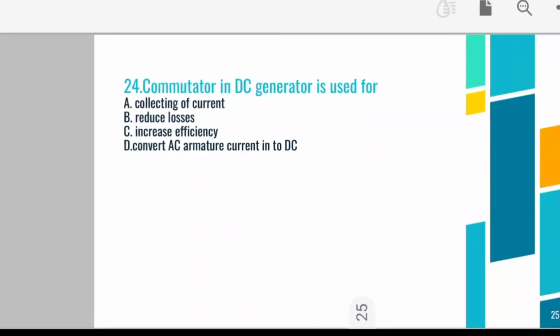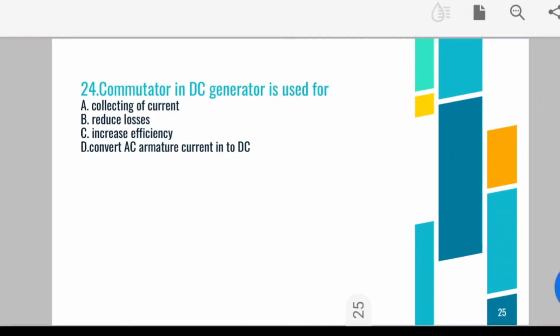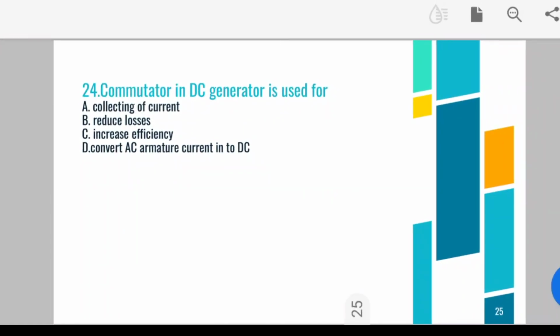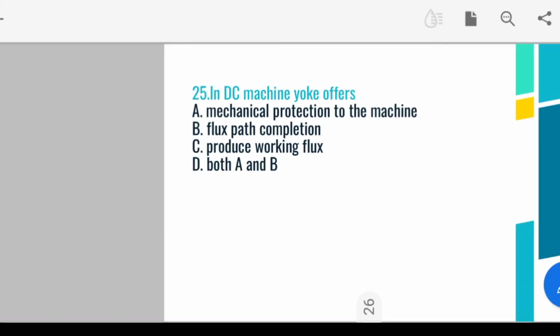Coming to the next question. The commutator in a DC generator is used for, as I already told you, converting AC armature current into DC armature current. That is D, the answer.